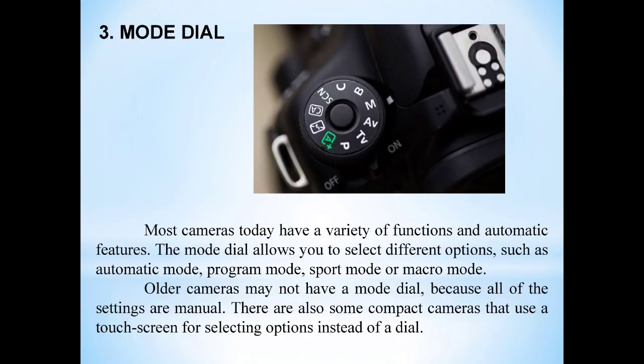Next is the mode dial. Most cameras today have a variety of functions and automatic features. The mode dial allows you to select different options such as automatic mode, programming mode, sport mode and macro mode. Older cameras may not have the mode dial because all of the settings are manual. There are also some compact cameras that use a touch screen for selecting the option instead of a dial.